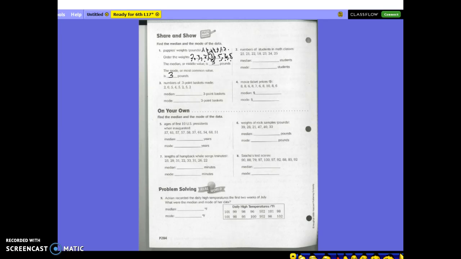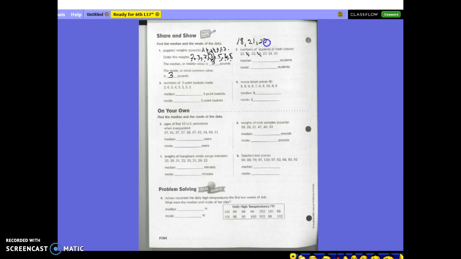Okay, let's look at number 2. The number of students in math class. Now, they don't give us a line to order on. They're going to trick us here. So what's our lowest value? 18. And Mrs. Stegman writes 21. Okay. 18. Cross her out. What's next? 21?